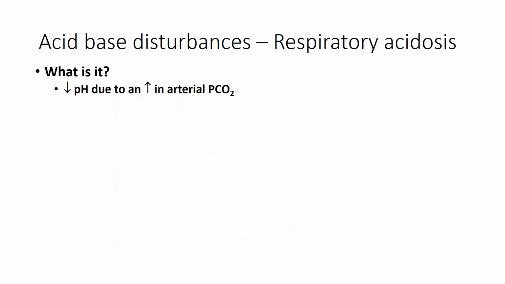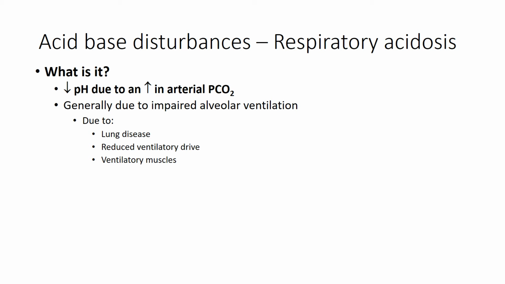So next up we have respiratory acidosis. This is due to a change in the respiratory system, right? And so this is going to be a decrease in pH due to an increase in partial pressure of carbon dioxide. We might be observing impaired alveolar ventilation, meaning we're not exchanging as much gas as we should be.